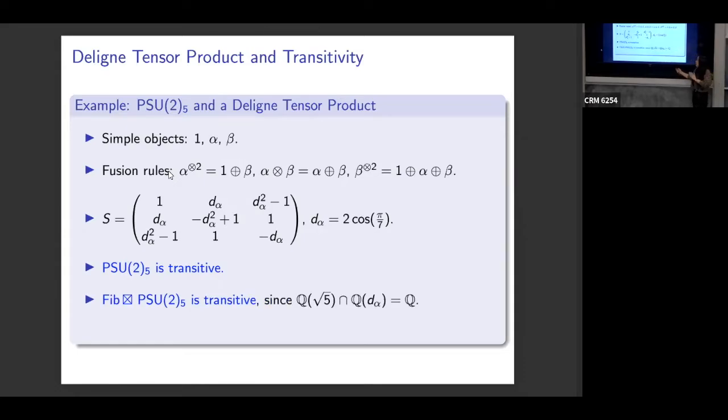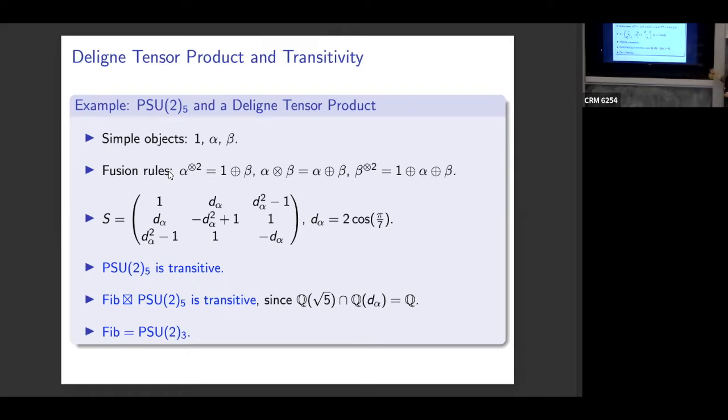So by the previous result, since Q adjoining square root of 5 intersecting with Q adjoining d alpha is trivial, we can conclude that the Deligne tensor product is transitive. Okay. In fact, Fibonacci is also in this series of modular tensor categories. It is PSU(2) level 3. So maybe it is worth taking a look at this PSU(2) level something.